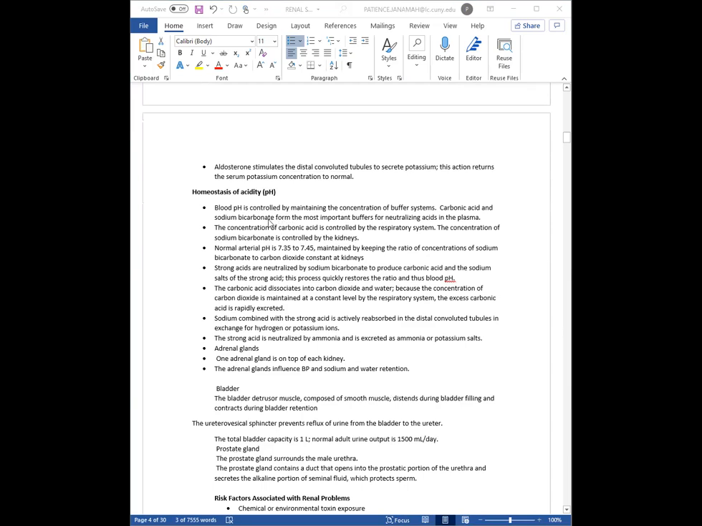Now, homeostasis of acidity, pH. So the blood pH, we know that when your pH is high, that's basic. If it's low, that's acidic.